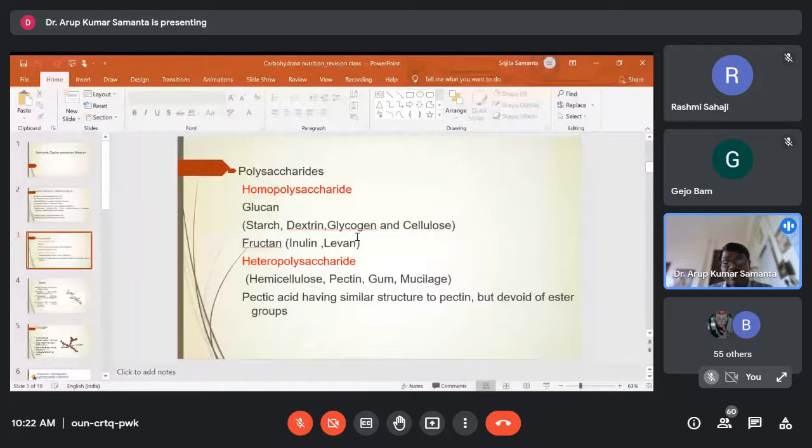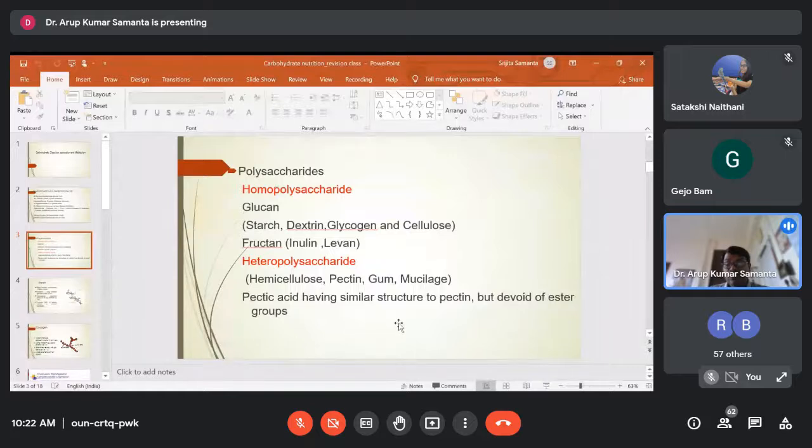Starch again has 2 different forms: amylose and amylopectin. The content of amylopectin is more, almost 60 to 70%, whereas amylose is hardly 30 to 35%. Some students are still joining. Let me allow them to get in. Okay. So this is the classification of carbohydrates.